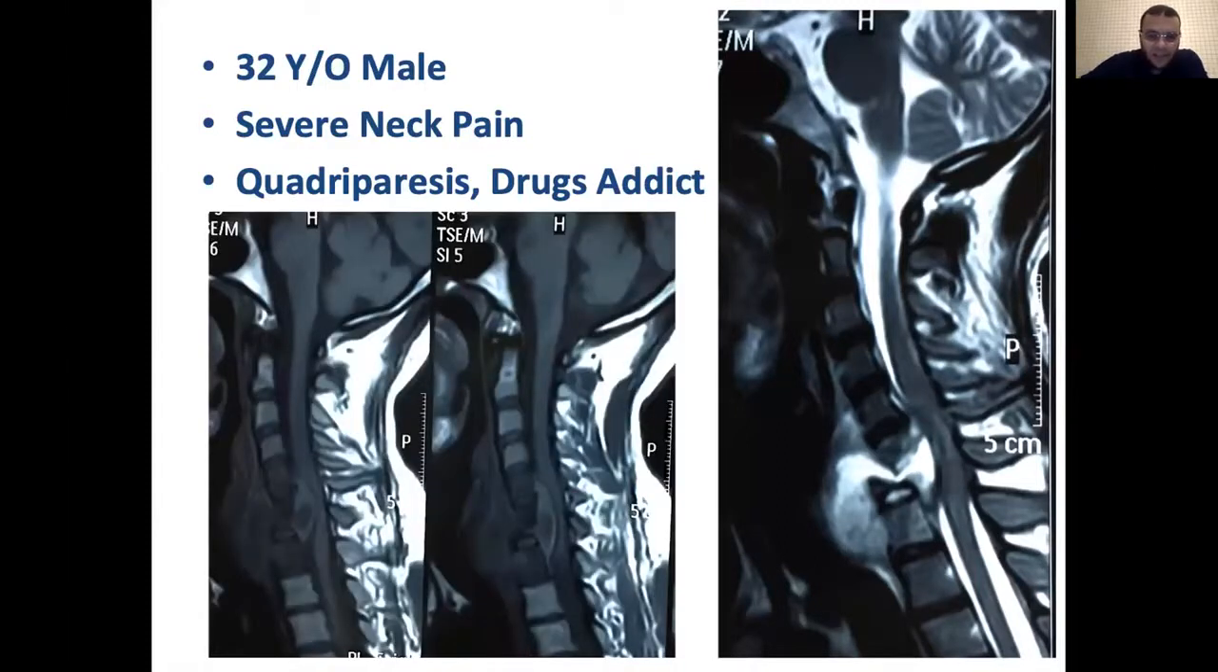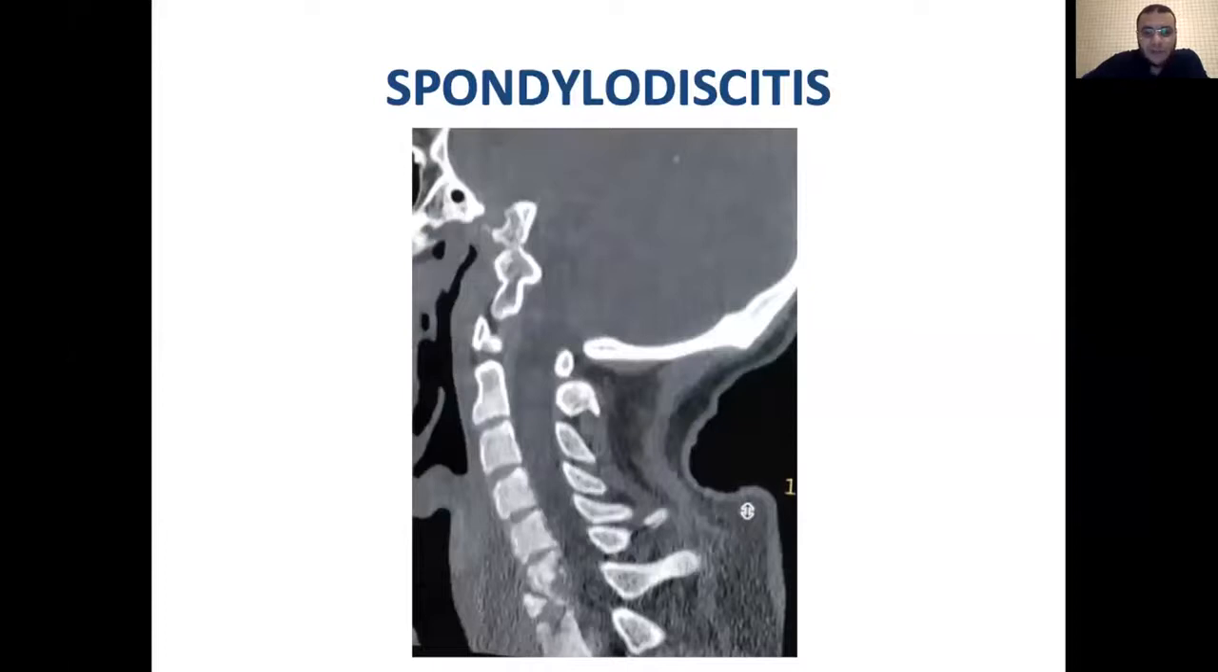And you can see here in the other images at T1 how bad this infection is, and it involved C4 as well. So if you look at the CT scan, there is extensive destruction of C7, C6 as well, and D1.